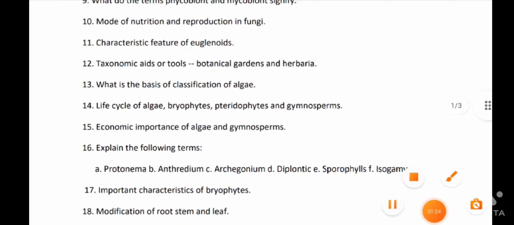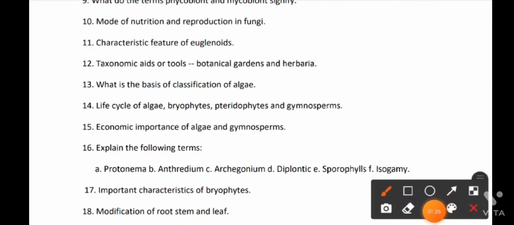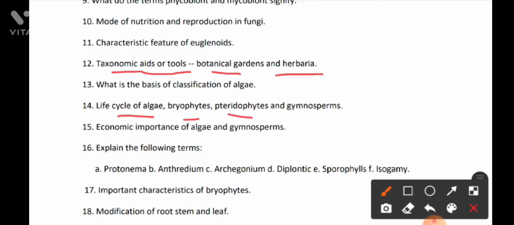Then, taxonomic aids or tools, botanical gardens and herbaria. What is the basis of classification of algae? Life cycle of algae, bryophytes, pteridophytes and gymnosperms. Economic importance of algae and gymnosperms.